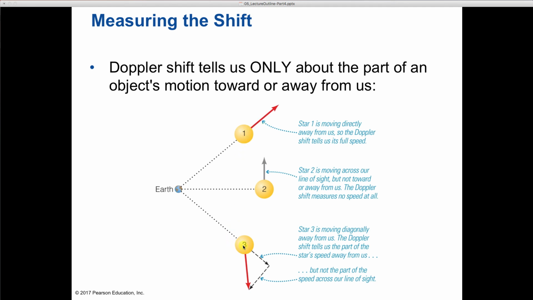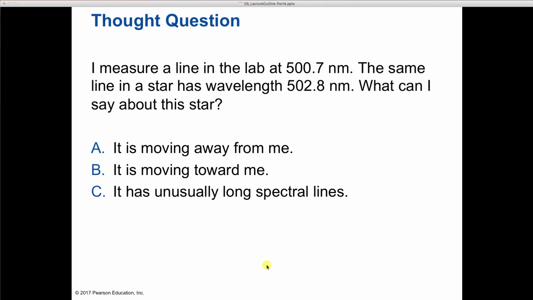But if the object's moving in a different direction, this object is moving kind of down and away, not just directly away from us, but there's a component of the motion that's away from us as well as perpendicular to the line of sight. We'll only be able to measure part of the motion of that object, not the object's full speed. We can only get some information about the object's velocity away from us.